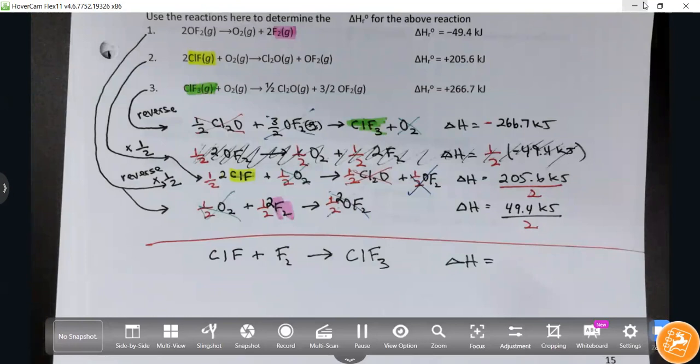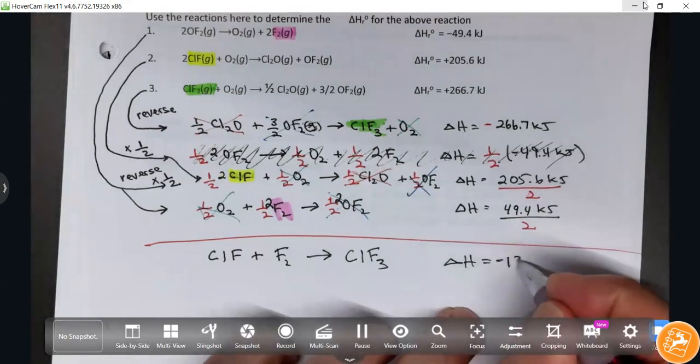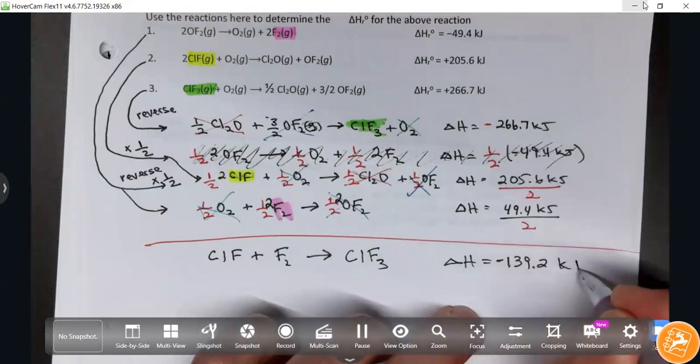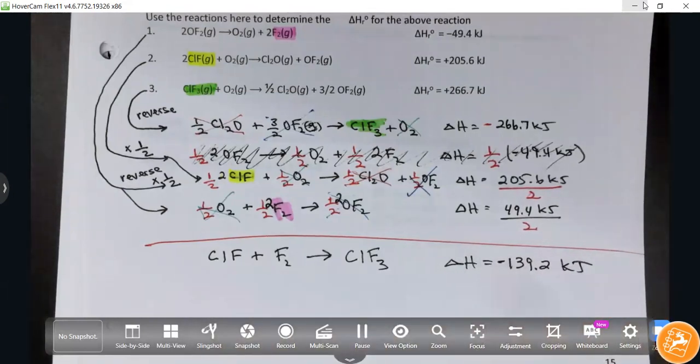What do we get if we add all that up? I'm going to double check here. Negative 139.2. Negative 139.2, yes.